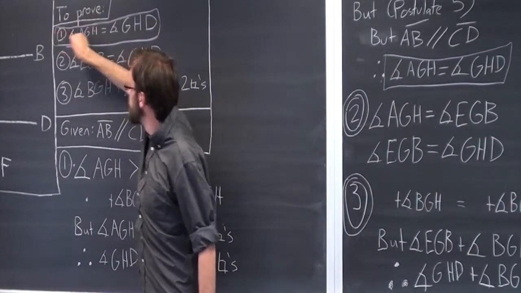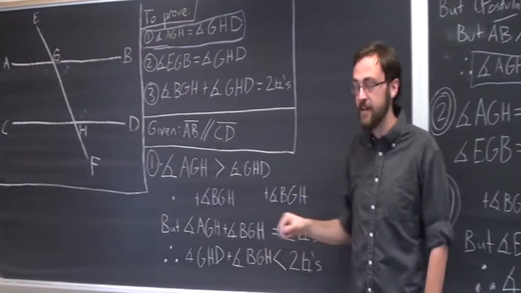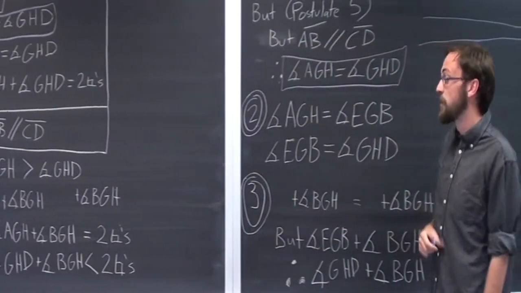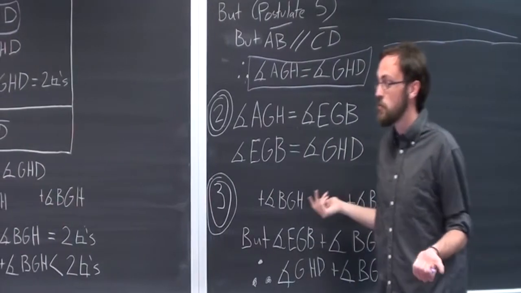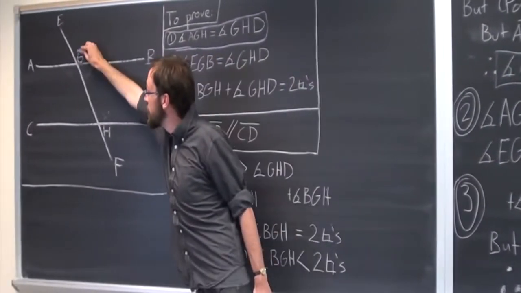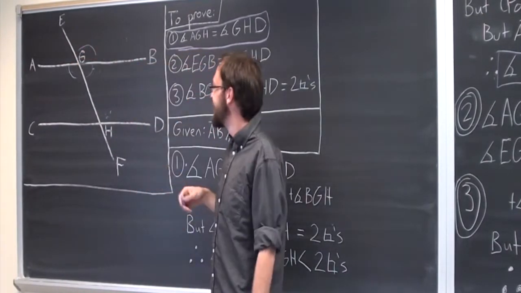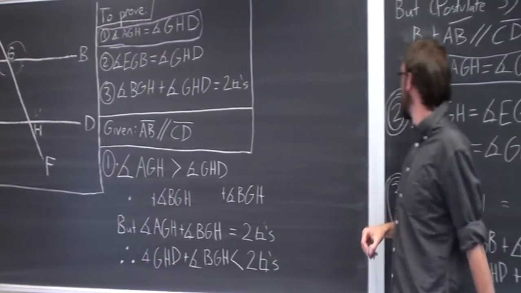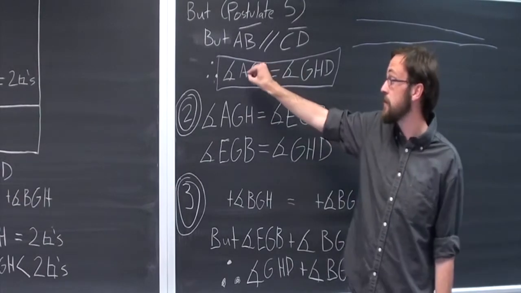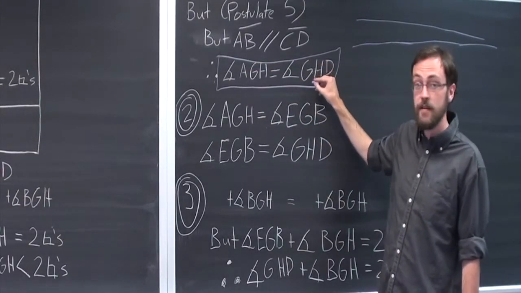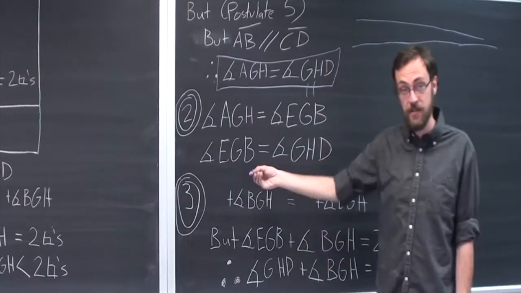Cool. So now the next thing we want to show is that EGB is equal to GHD, right? Well, we begin with the fact that AGH is equal to EGB, which are vertical angles. So we know from Prop 15 of the Elements that these angles are equal. And so we can very well say that AGH is equal to EGB, but we just showed that AGH is also equal to GHD. Therefore, these two are equal. So we have the fact that EGB is equal to GHD.